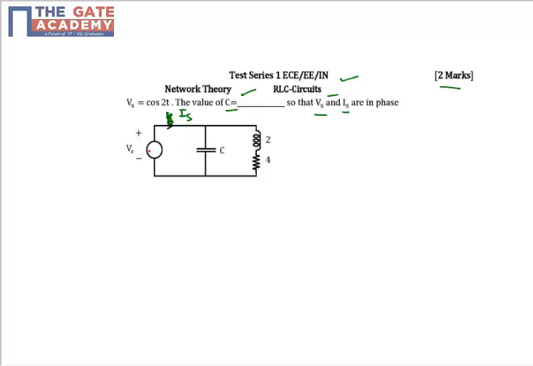So the voltage Vs signal is given as cos 2t, so the phase is 0 and frequency is 2. I can say that if I write the magnitude and phase, it has magnitude 1 and phase 0, right? I also want current Is, which must have some magnitude Im, but the phase of the current should be 0, because my requirement is that my Vs and Is are in phase. So I want the signals like that.